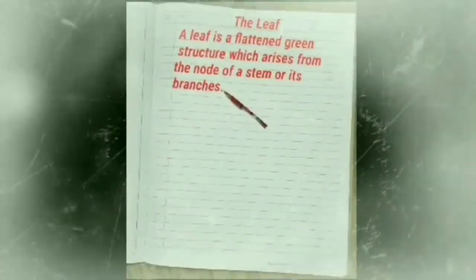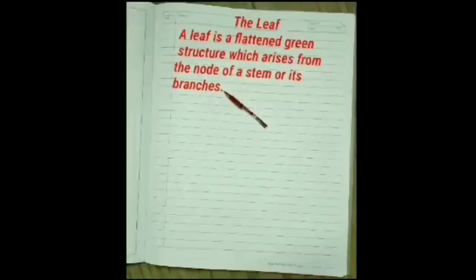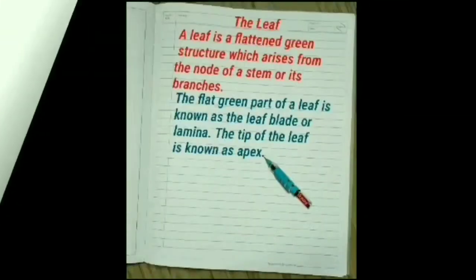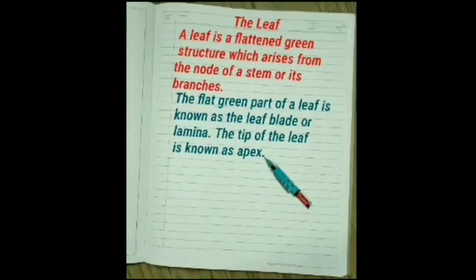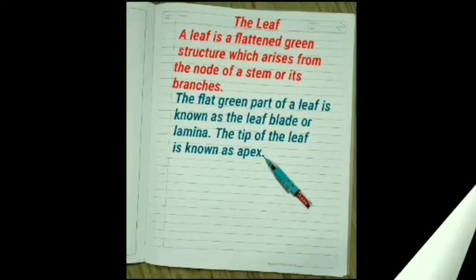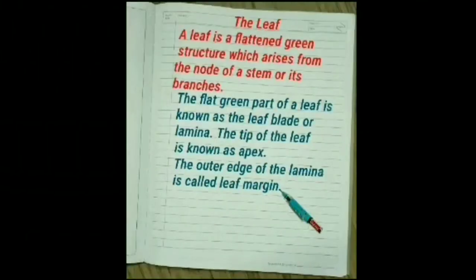A leaf is a flattened green structure which arises from the node of a stem or its branch. The flat green part of a leaf is known as the leaf blade or lamina. The tip of the leaf is known as apex. The outer edge of the lamina is called leaf margin.